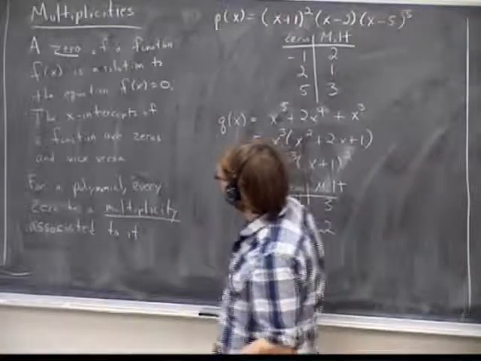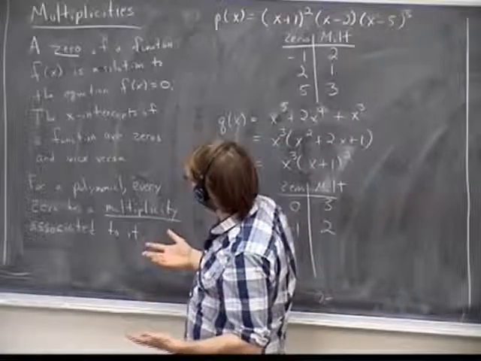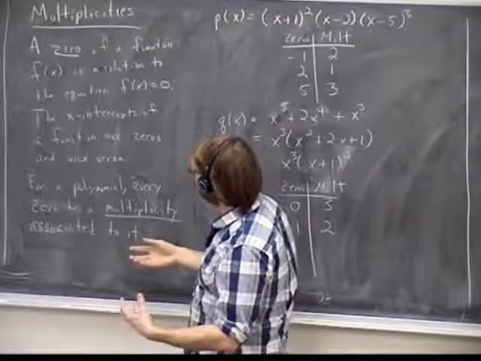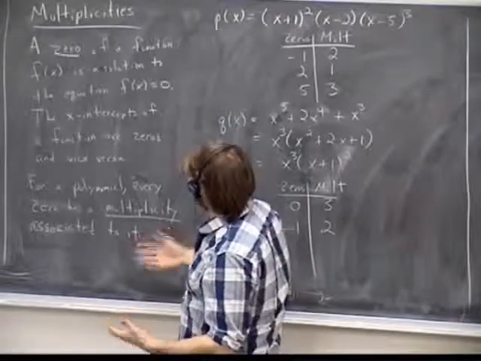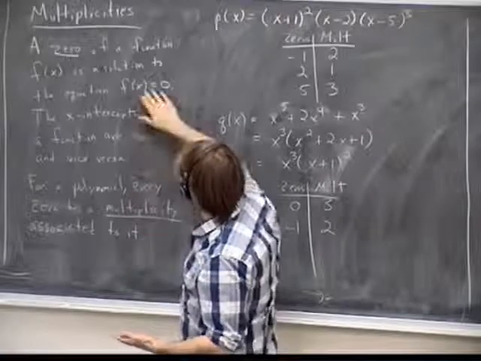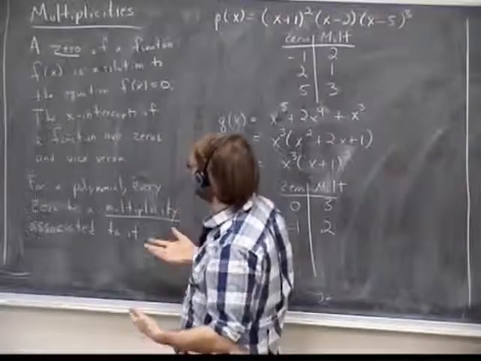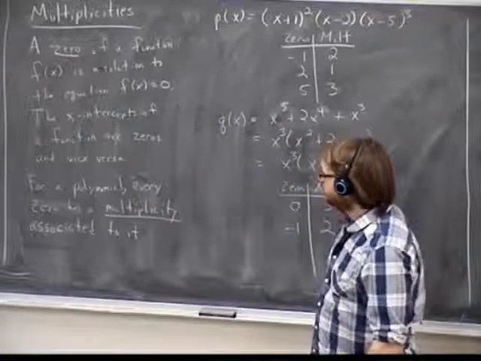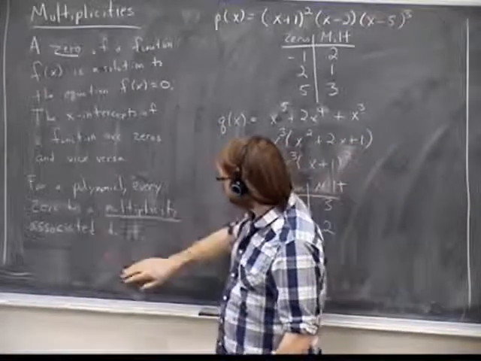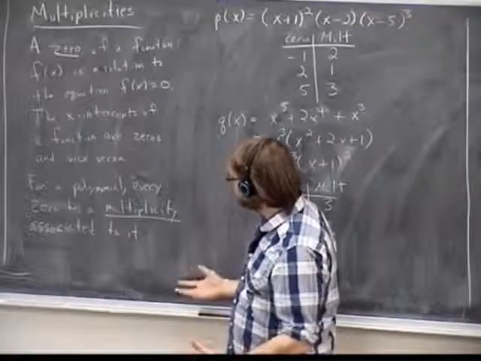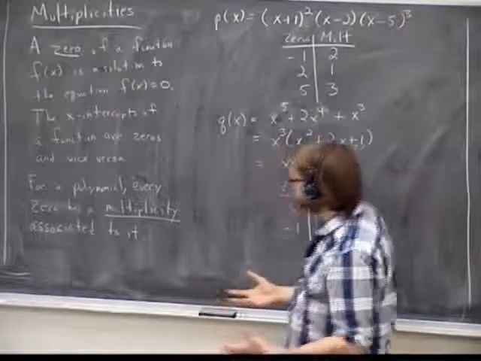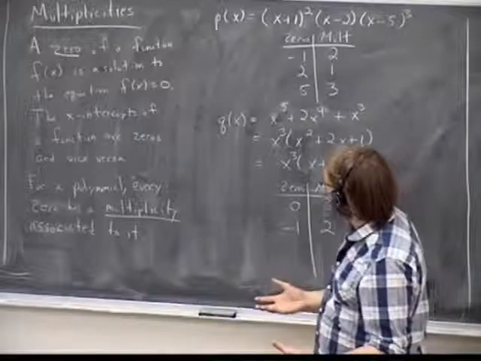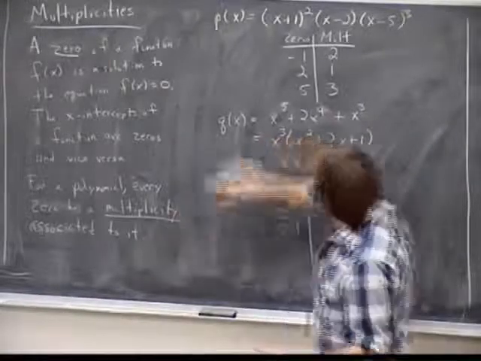But a lot of times, with the concept of multiplicities, you'll talk about the multiplicity of a zero, and what that means is the multiplicity of a zero of the function. In other words, the multiplicity of an x-intercept. Okay. So, for a polynomial, every zero has a multiplicity associated to it, which is a number that comes associated to that zero. And I'll explain where that comes from up here.